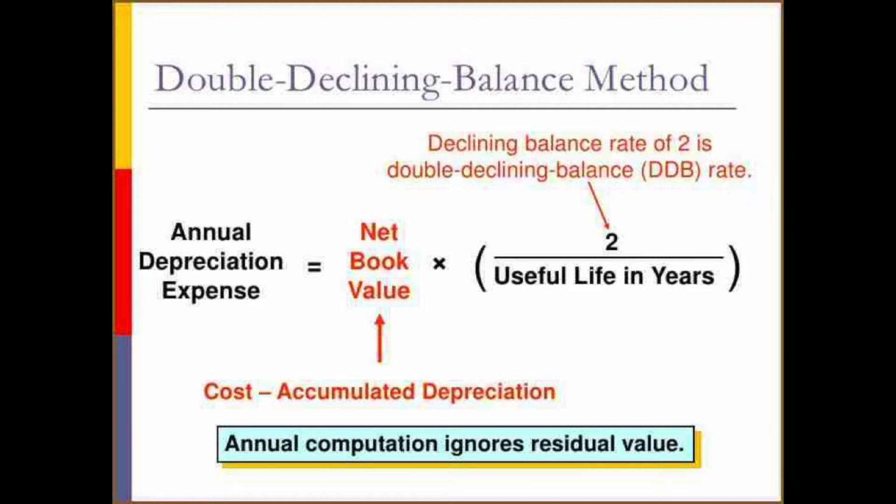Lastly, determine the depreciation expense by first subtracting the accumulated depreciation from the asset cost to find the book value, then multiply that number by the double declining balance rate.